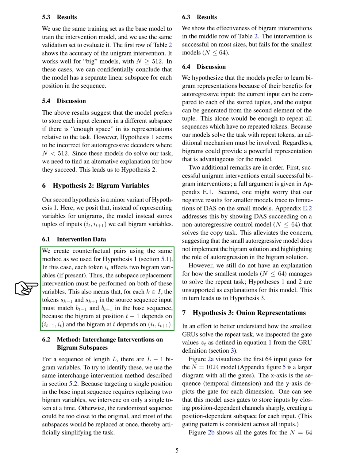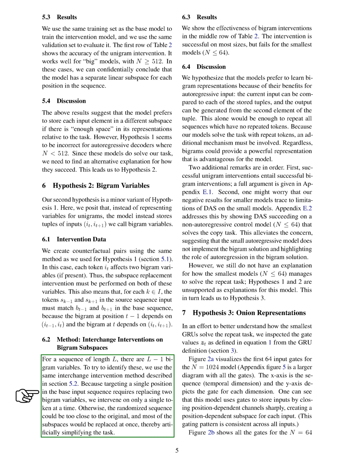To create our intervention data, we generate counterfactual pairs using the same approach as in our first hypothesis. Here, each token influences two bigram variables, if they exist. Therefore, when we perform the subspace replacement intervention, we must address both of these variables. This means that for each index in our input, the tokens before and after must match the corresponding bigram variables in the base sequence, as the bigram at one position relies on the current and previous tokens, while the bigram at the current position relies on the current and next tokens.